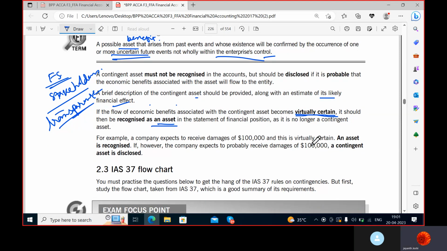$1,000, and this is virtually certain. When it is virtually certain, we recognize it as an asset; when it is uncertain, it is a contingent asset. So when it is clearly given that it is virtually certain, it will be recognized as an asset. Here in the example, the company expects to receive damages and it is virtually certain that the company will receive damages. So this will be shown as an asset, not a contingent asset. Clear?